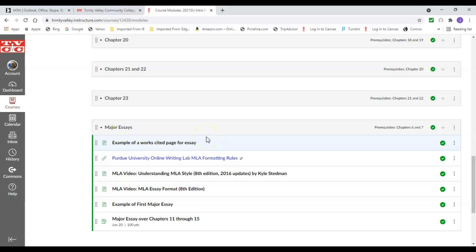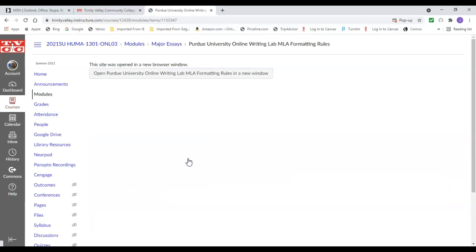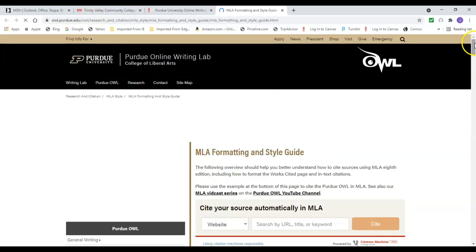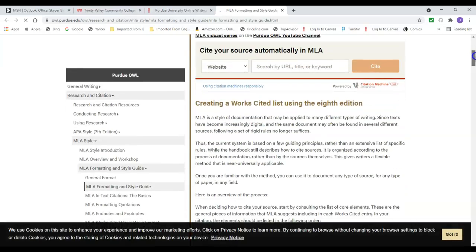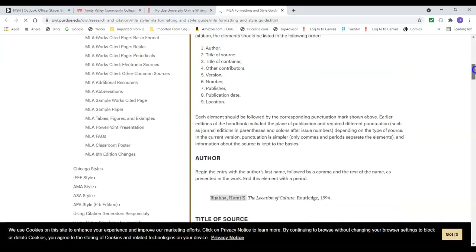Underneath this, I have several different examples for you. An example of a works cited page, because you will be expected to do some research for this, so you will have to understand how to cite sources. I also have for you two videos and the Purdue Online Writing Lab. If you click on it and then open it, it'll take you to Purdue OWL, the online writing lab, and it explains MLA formatting, what it looks like, how to do citing, all the details.